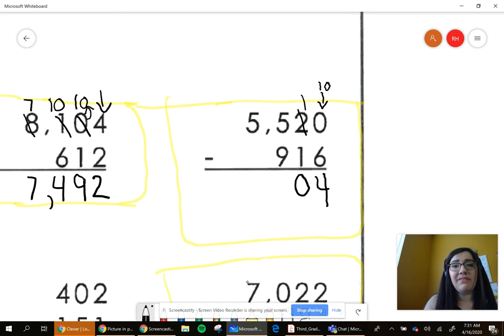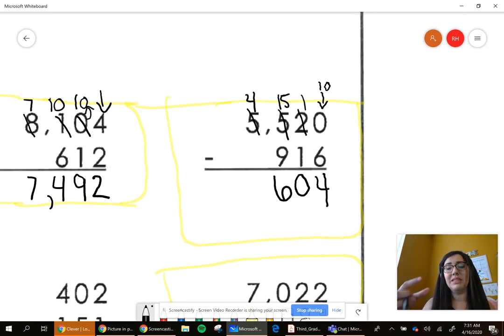My neighbor, 5, I can't take away 9, so there is more on the floor. So I'm going to go next door, get 1 more. I have 15. My neighbor 5,000 now has 4,000. So I'm going to make sure I write that up there. 15 take away 9, I know that is equal to 6, and I can do the opposite by adding 9 plus 6 to make sure it equals 15, since they're inverse operations. And then 4,000 take away nothing equals 4,000. Okay, so there's that one.